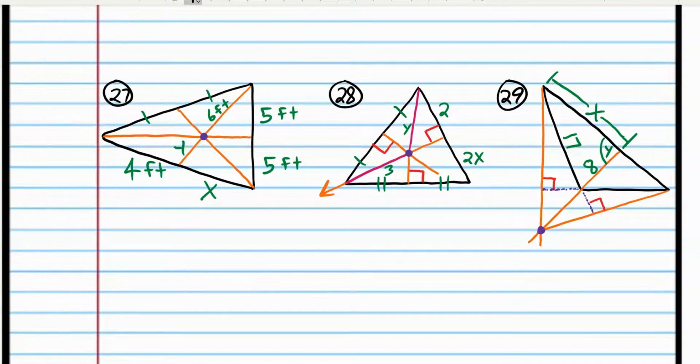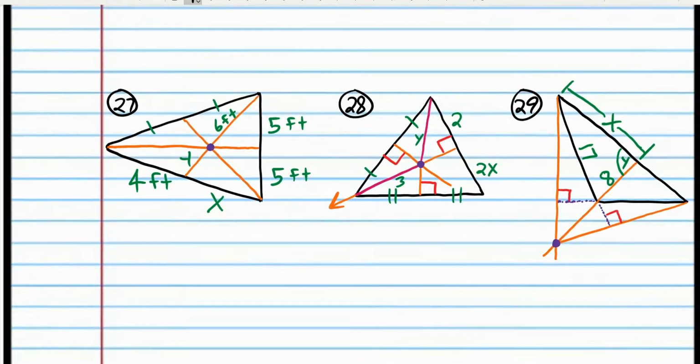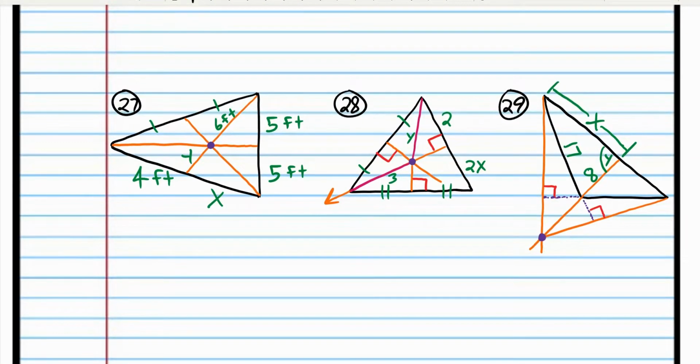3 more problems here. So go ahead and try number 27. And when you come back, we'll do it together. You're going to need the Centroid Theorem for number 27. All right, we're back.